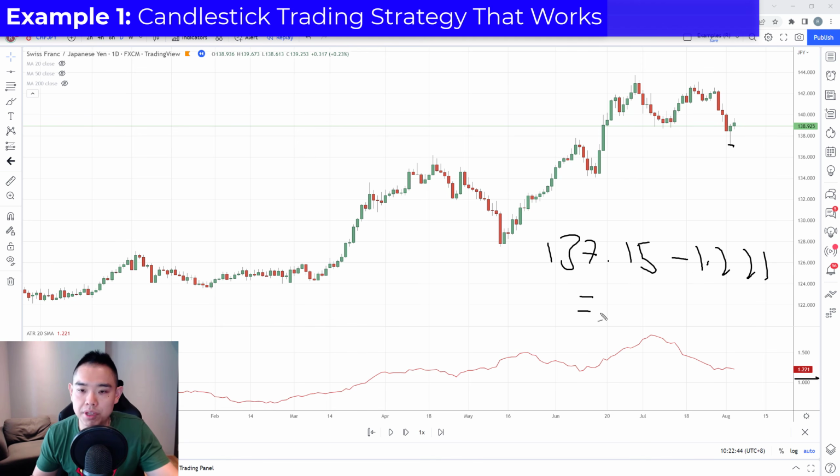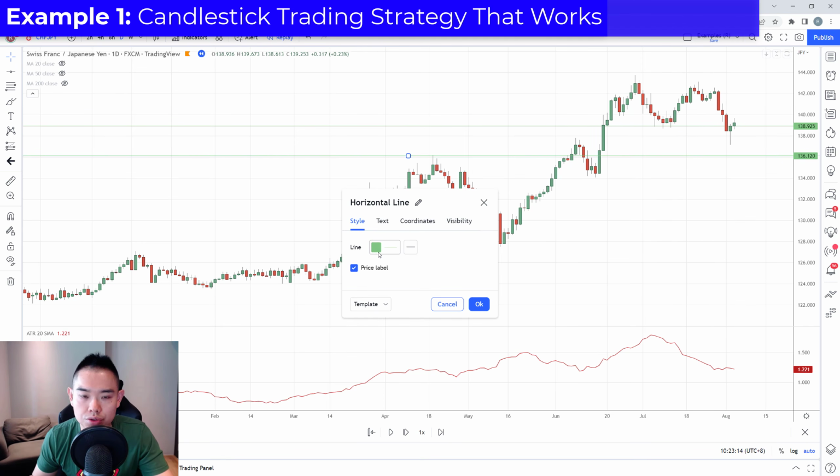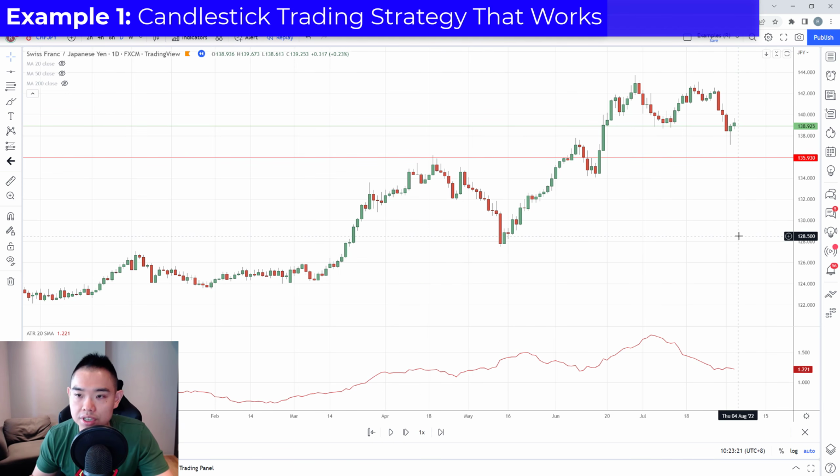And what does it give me? I'm just going to pull out my trusty calculator, and I get 135.93 after rounding to make things easier. So this will be my stop loss level. What I'm going to do is bring out this line over here and change this to red to signify stop loss. It's at 135.93. And there you have it, this is my stop loss level.